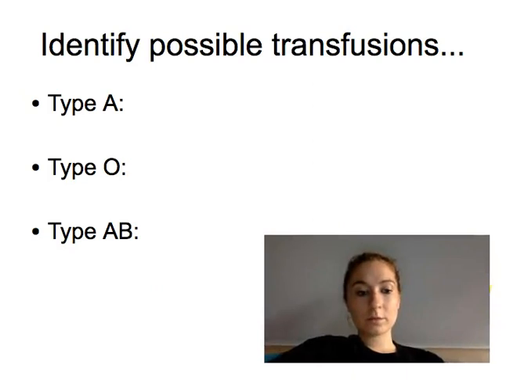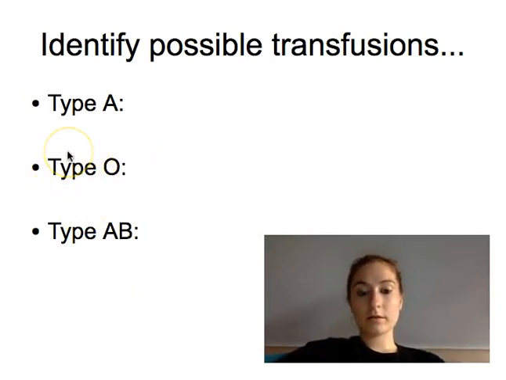So this is just for you to practice the type of transfusions that a person could get. So type A blood, what type of blood do you think that they could receive? Type O blood, what type of blood can they receive? And type AB blood, what can they receive? So we just talked about that type AB blood is the universal recipient, so they can receive all blood types.